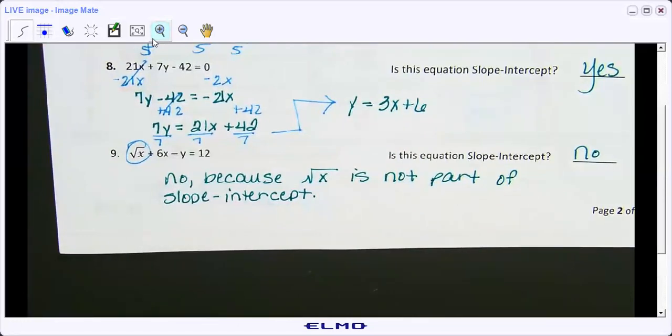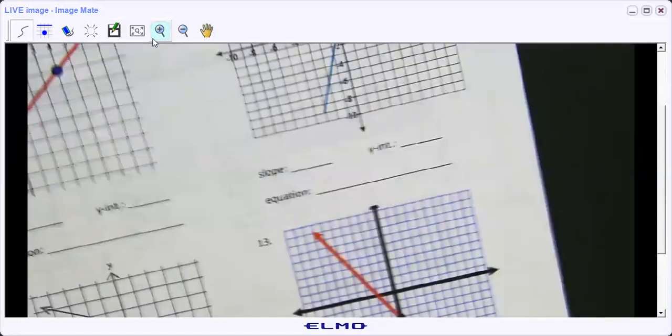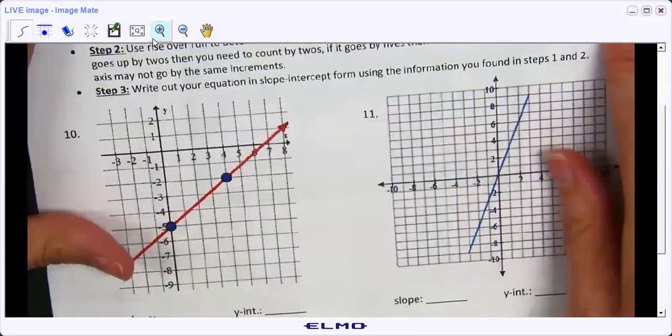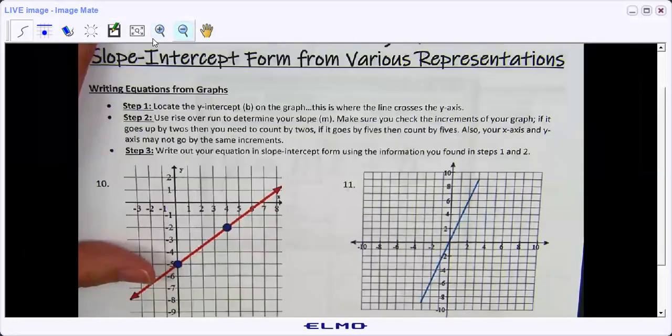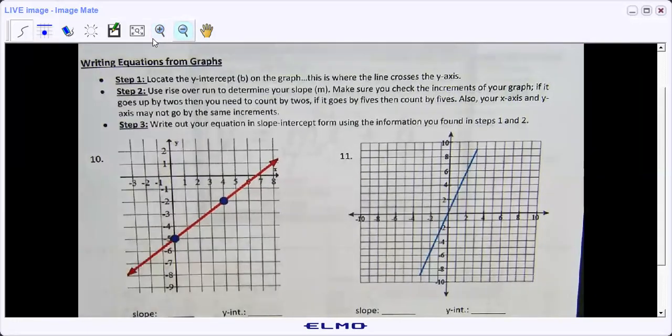Okay, let's go ahead and move on to page 3. Page 3, all about graphs, okay? So let's look at some of the instructions here. Writing equations from a graph. You're going to locate the y-intercept, which is b on your graph. This is where the line crosses the y-axis.